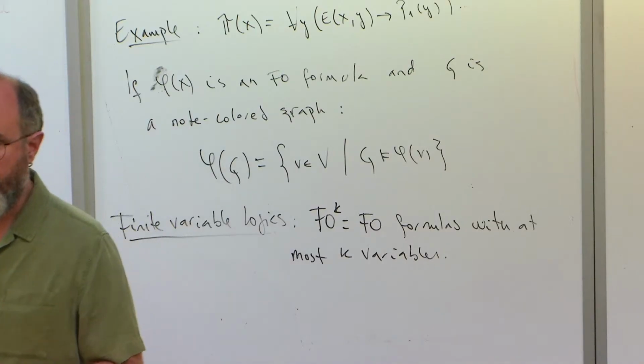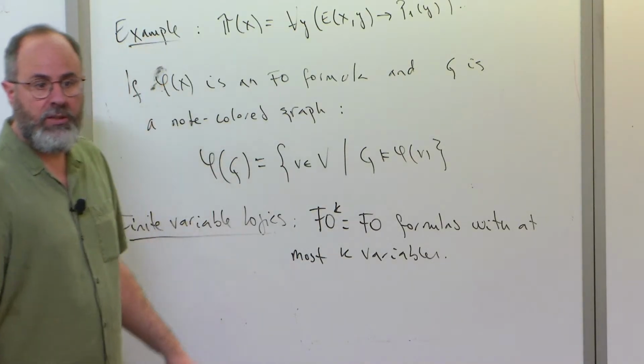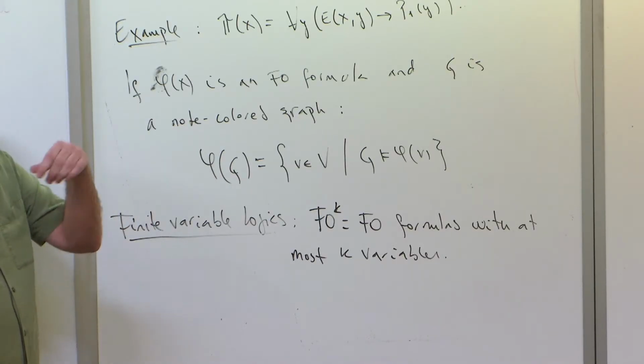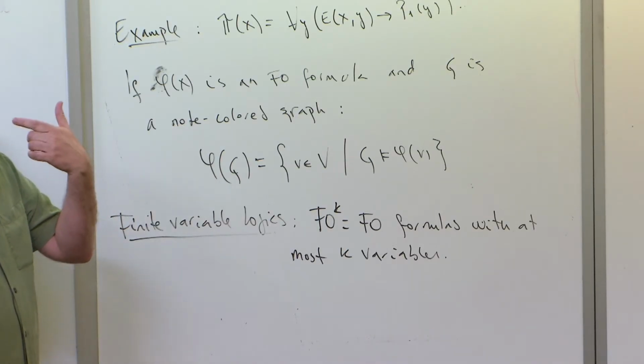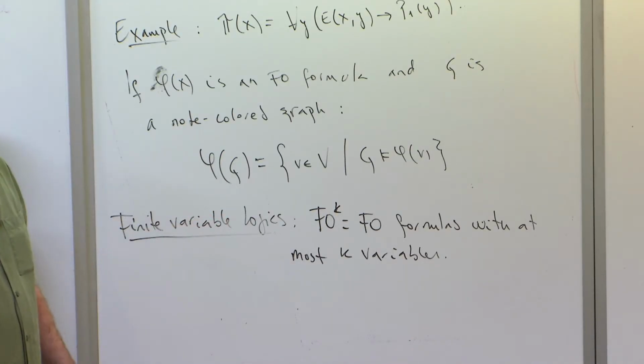So we want to restrict the number of resources that we use in first-order formulas. And a standard and very important way to do this is by restricting the number of variables that we allow in a formula. The number of variables that we use in a formula is somehow a quantification of the number of resources that we need to express this property.